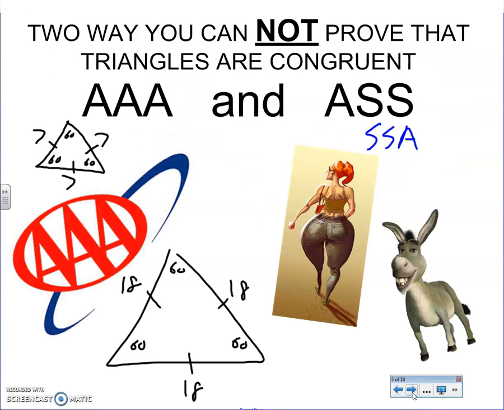So here's the joke page. The 2 ways you cannot prove that triangles are congruent are AAA and ASS or SSA, so you see the donkey. But the bad word is bad.